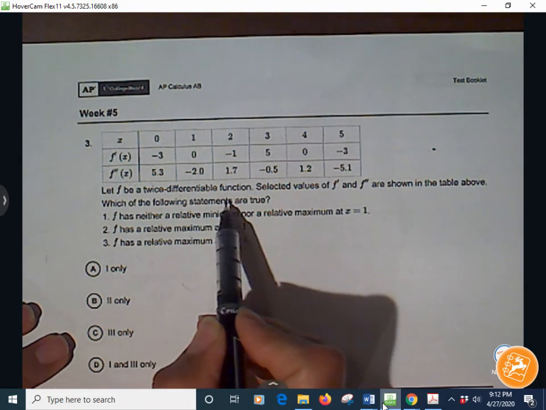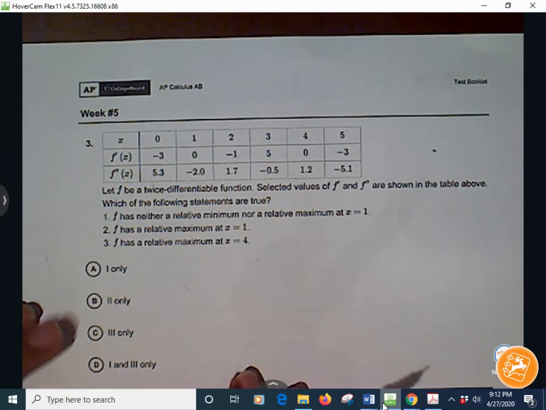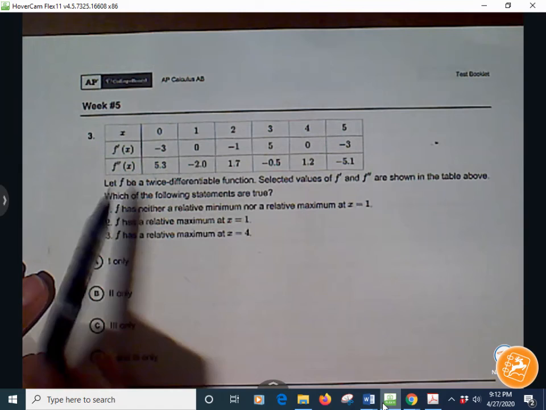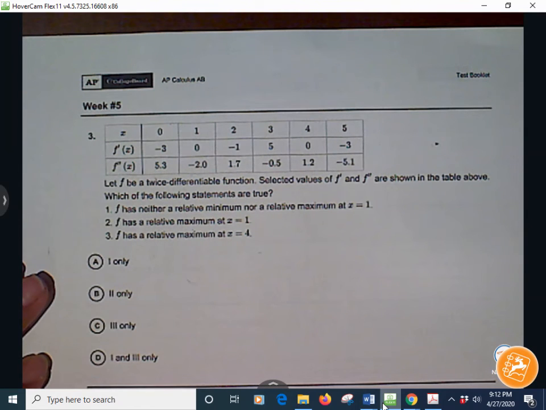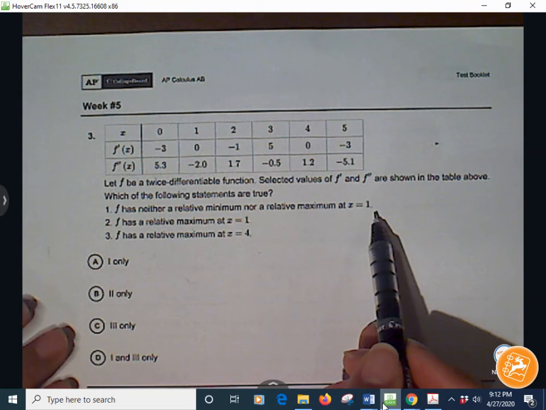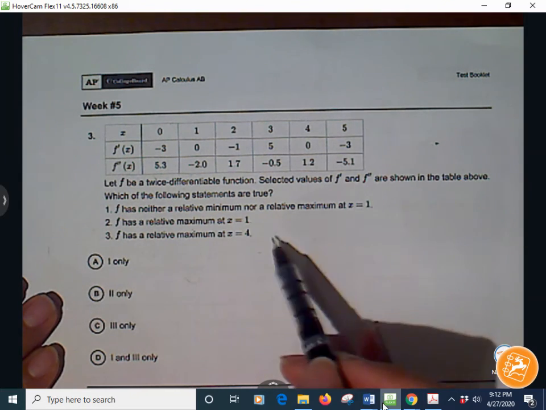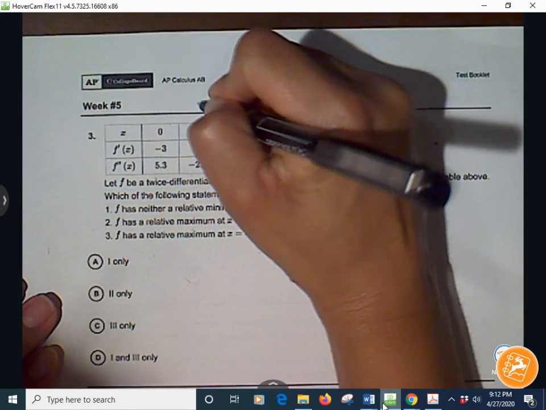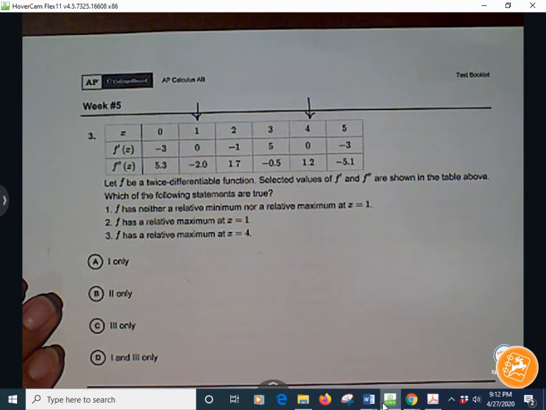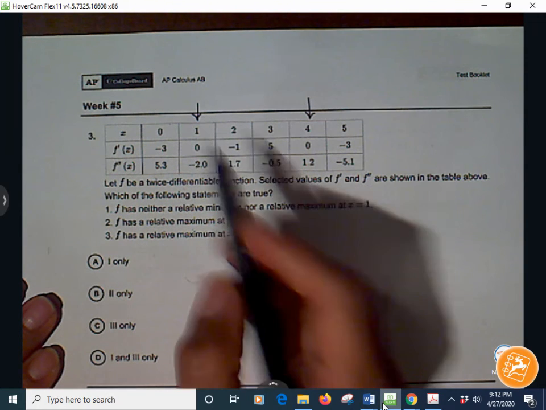Again, this is a twice differentiable function, so that means that it is continuous and there are no points where it has a vertical tangent or abrupt changes in slope. Okay? And so you have a table that shows the first derivative and the second derivative. It says, which of the following statements are true? And so I look at each of the x values that they're talking about, and they're looking at x equal to 1 and at x equal to 4. So what's going on at these x values?